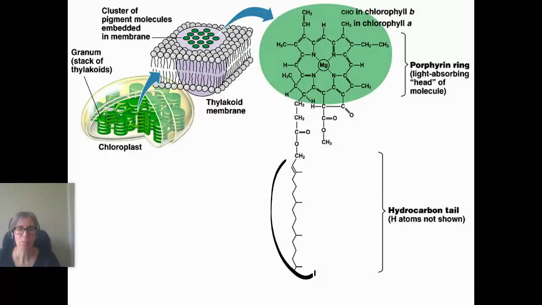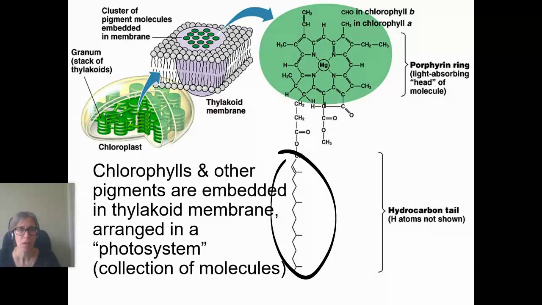It has a hydrocarbon tail, which is sort of interesting. That lets it sit in a cell membrane, and then it has this other part that sticks out. So chlorophylls and other pigments are embedded in the thylakoid membrane. Thylakoid is part of the chloroplast, so you need to memorize the structure of the chloroplast.